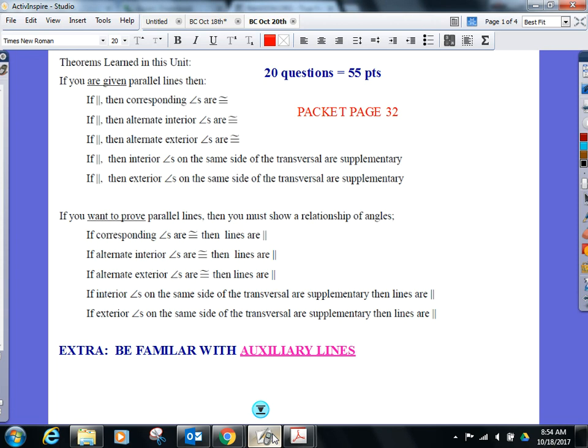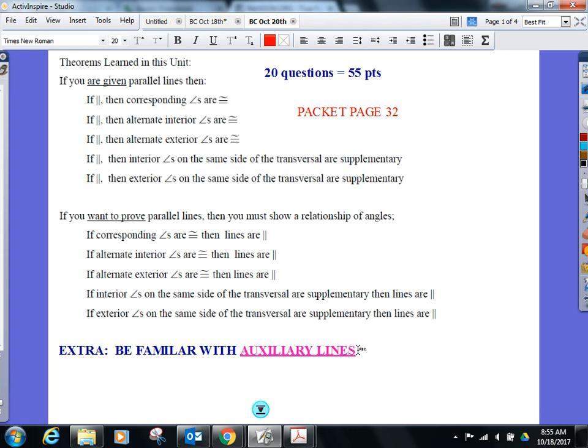On packet page 32 are all the theorems we talked about, whether I'm giving you parallel lines up here at the top, or if I want you to prove parallel lines down here at the bottom. What's not on here, and I want you to be familiar with, if you can look back in your notes from when we did it, was the auxiliary lines, where the diagram may not be enough and I may need to add that extra parallel line in right between the two parallel lines that are given.